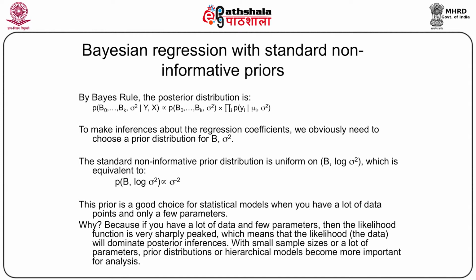This prior is a good choice for statistical models when we have a lot of data points and only a few parameters. Why? Because if you have a lot of data and few parameters, then the likelihood function is very sharply peaked, which means that the likelihood, or the data, will dominate the posterior inferences. With small sample sizes or a lot of parameters, prior distributions or hierarchical models become more important for analysis.